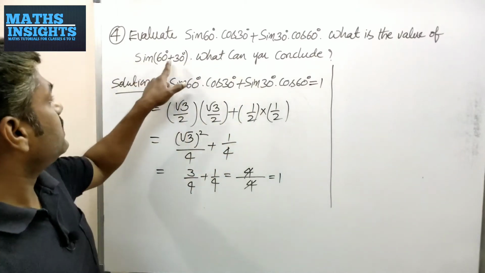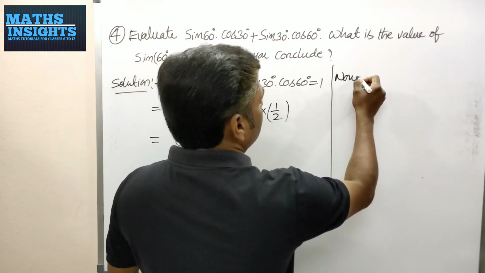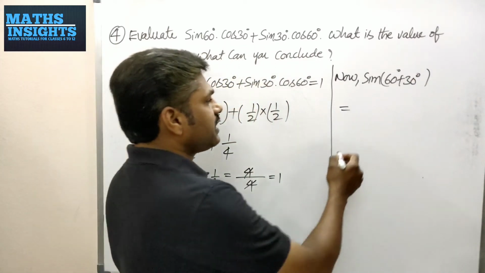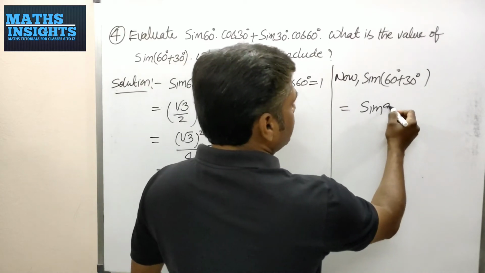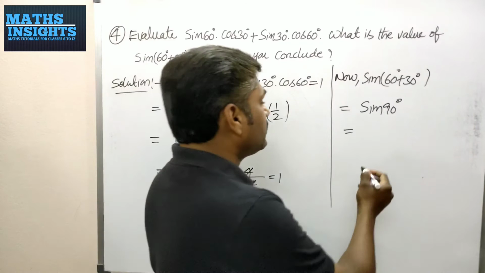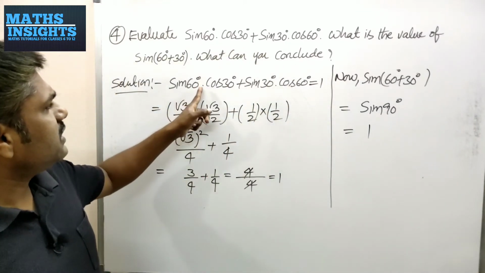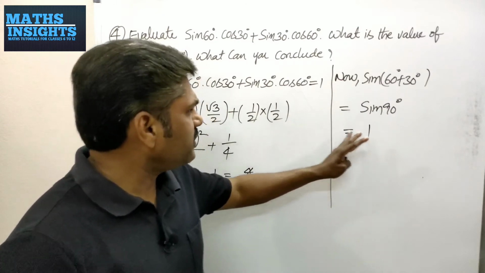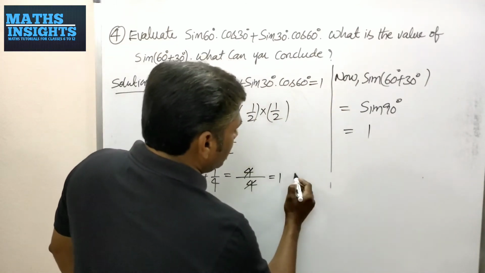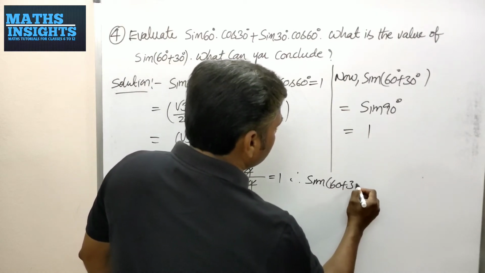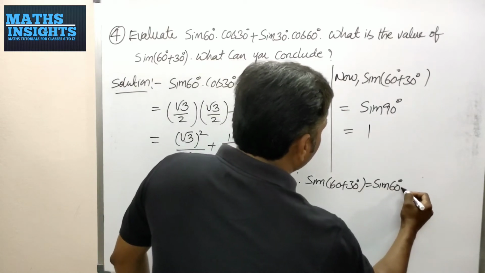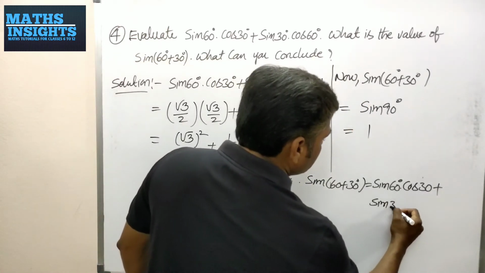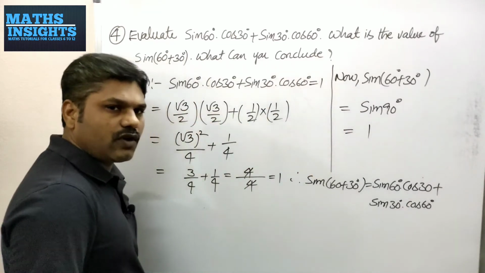Now, I am going to find sine (60 plus 30). Sine (60 plus 30) degrees is sine 90 if you add these two angles. You know that sine 90 is 1 from the table. What we observe is that sine 60 into cos 30 plus sine 30 into cos 60 is equal to 1, and this is also equal to 1. That means these two are the same. Therefore, I conclude that sine (60 plus 30) is equal to sine 60 into cos 30 plus sine 30 into cos 60. So from this you have to observe something.